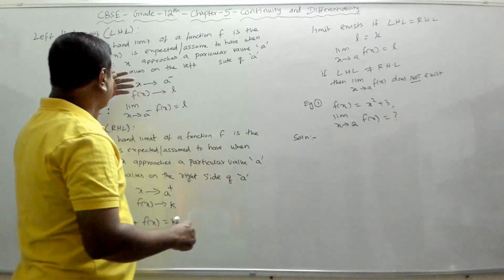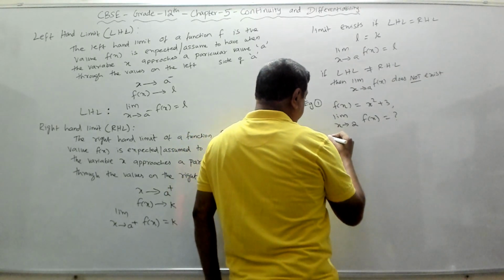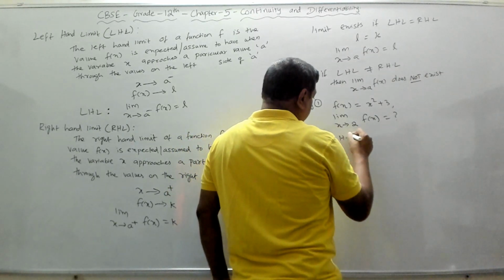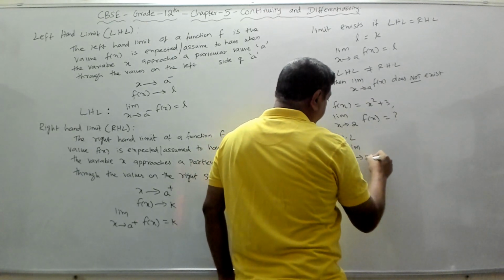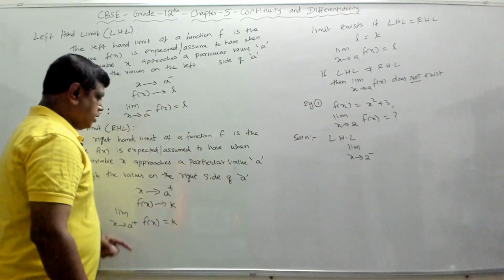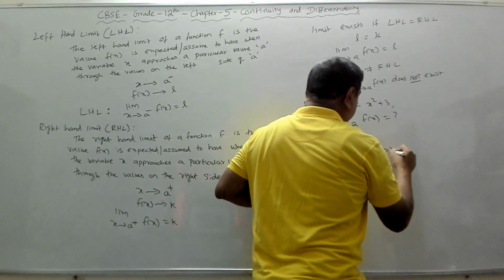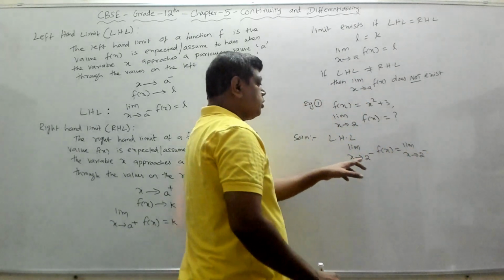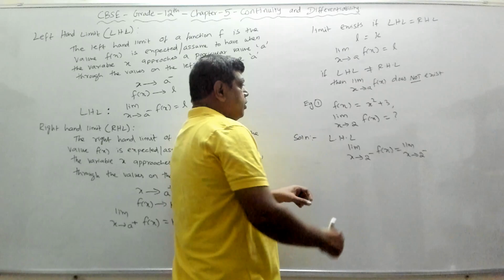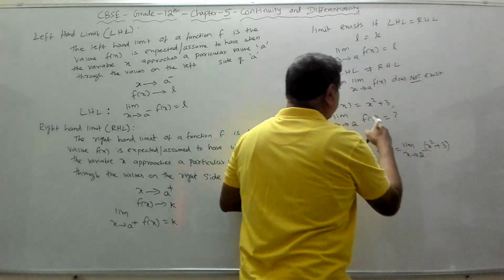Now since we learned left hand limit and right hand limit, we will try to find the LHL and RHL. Solution is, let's find LHL, the left hand limit. How do we find the left hand limit for this? That will be limit x goes to 2 minus f of x. What is f of x? We have to find. That is equal to limit x goes to 2 minus, which means x is approaching 2 through the values less than 2. So f of x is x square plus 3.